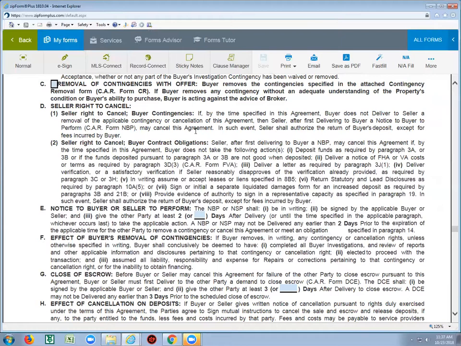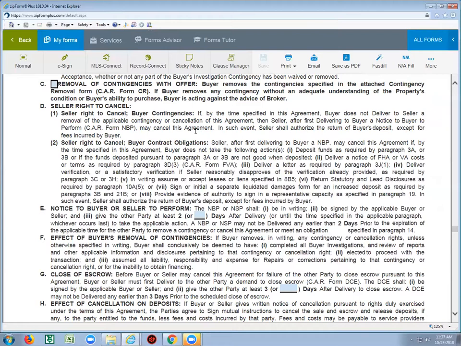But if you want to include the increased deposit in the liquidated damages, that means if I cancel, you cannot just take 3%. You can take all of my deposit. That's a separate liquidated damages form. So that's a difference. Number 7, sign an initial.